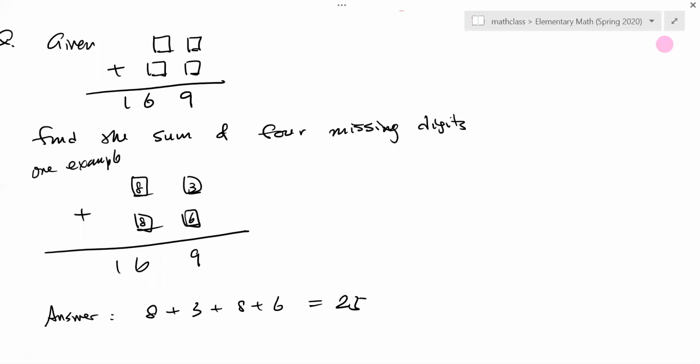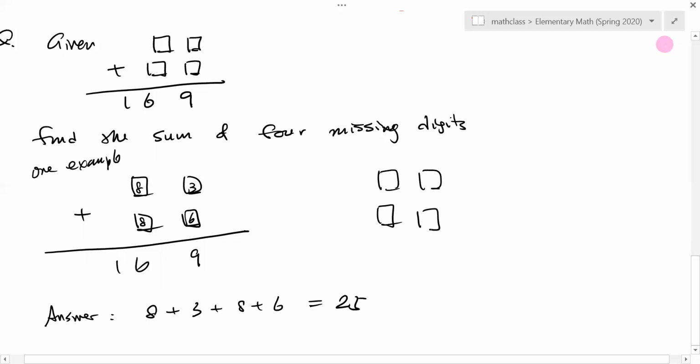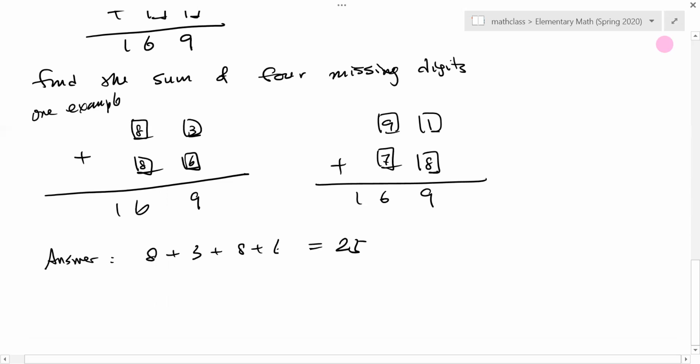But is this always true or not? You haven't proved it. So in mathematics, we have the so-called proof. This should be always true. Maybe different students give me different 4 digits. I have here 1, 8, and then I put a 9 here, and then a 7. I still get 169. And when you look at this, 9 plus 1 plus 7 plus 8, that's still 25.